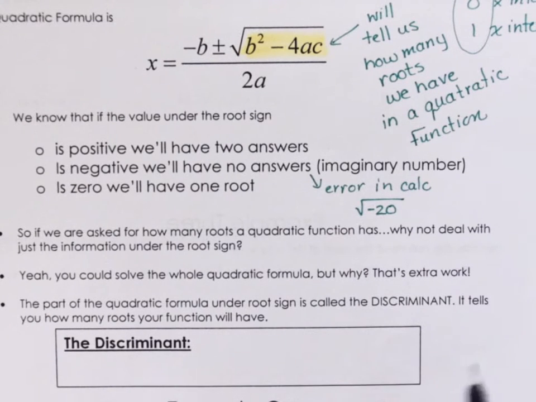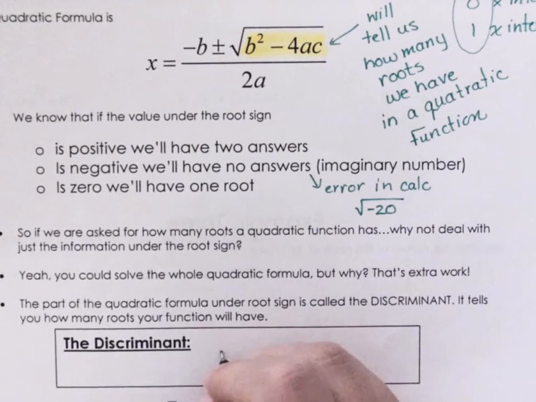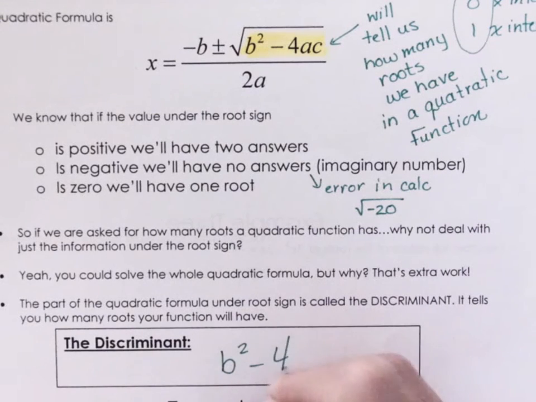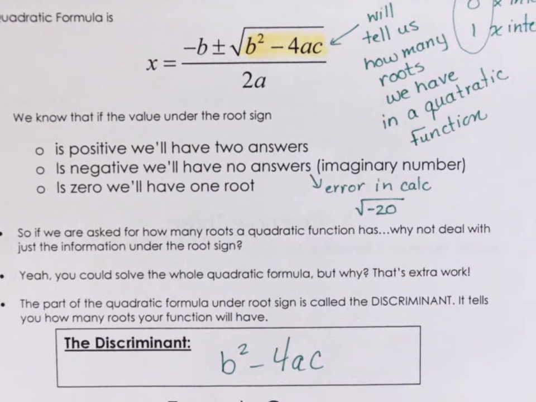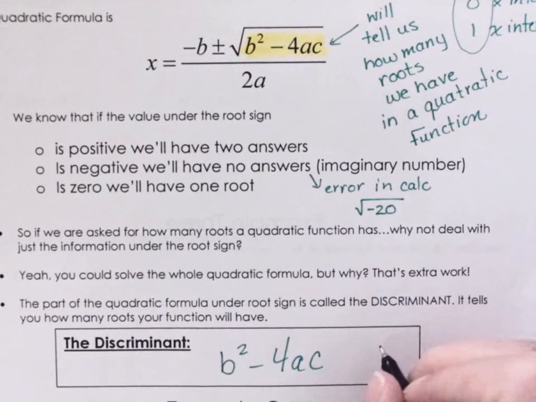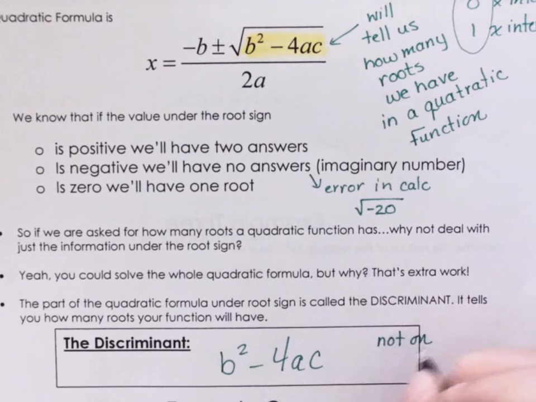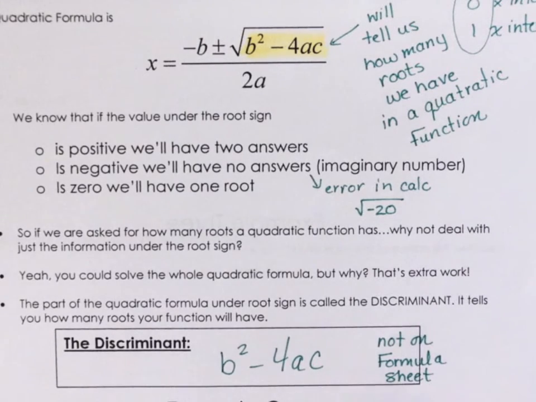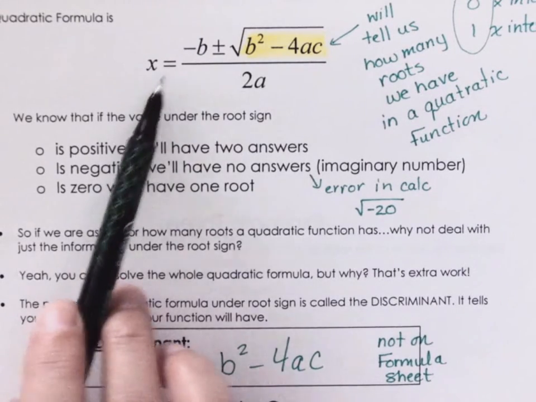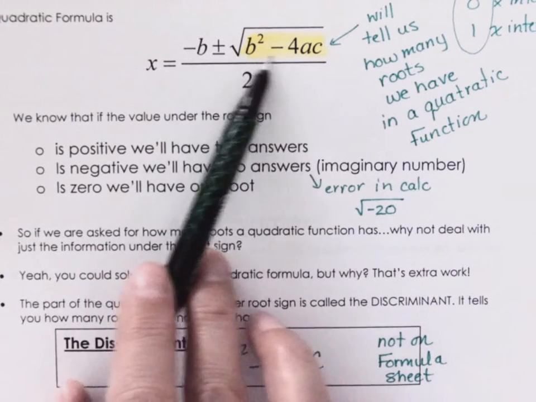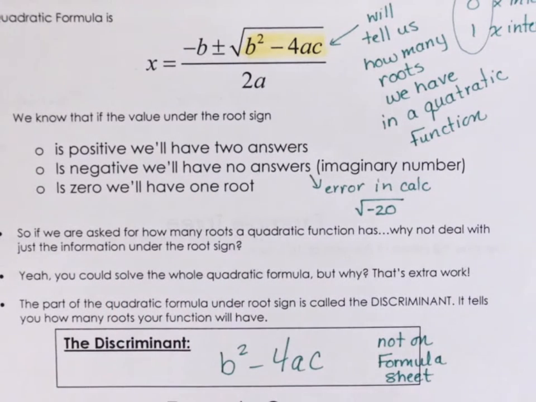So what's under the root sign is called the discriminant, and that is your b squared minus 4ac. This is not listed on your formula sheet. But the quadratic formula is on the sheet. And really the discriminant's just whatever is under the root sign. So it's there, but it's just not identified.